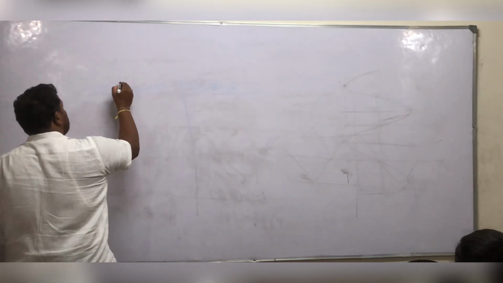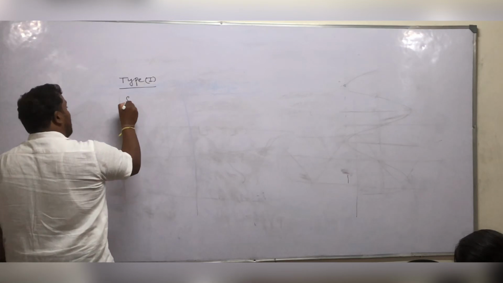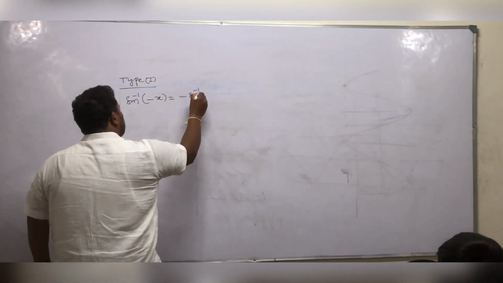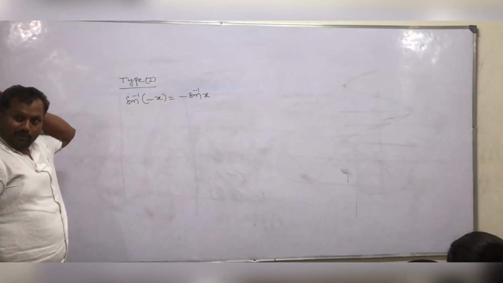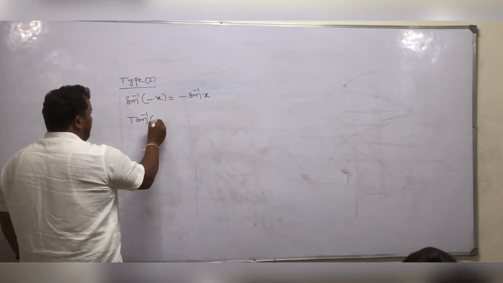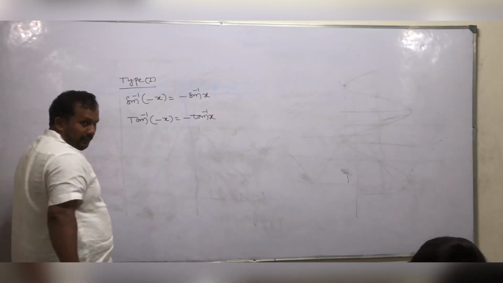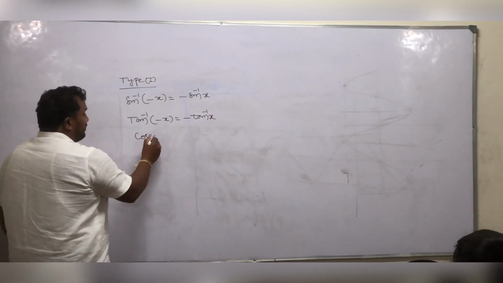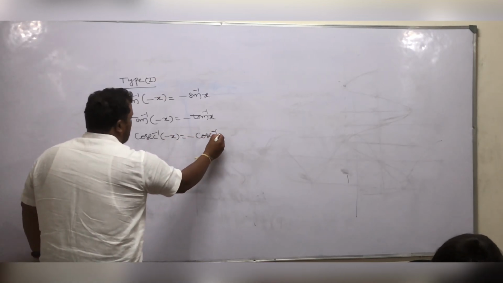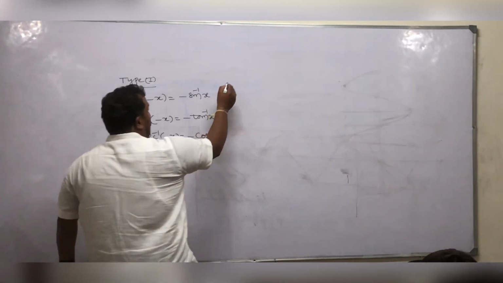Next, type 1. Sine inverse of minus x is equal to minus sine inverse of x. Type 1 formulas. Tan inverse of minus x formula is minus tan inverse of x. Cosecant inverse of minus x formula is minus cosecant inverse of x. This is type 1.